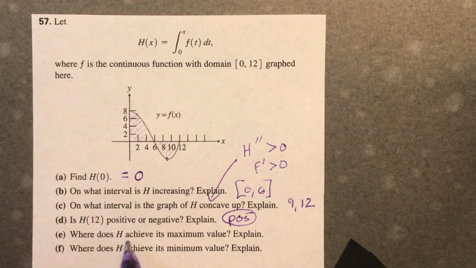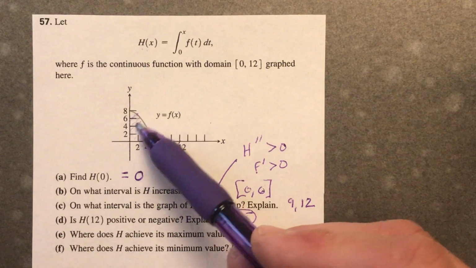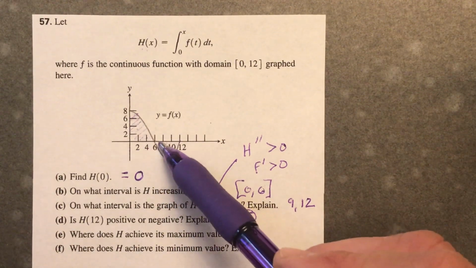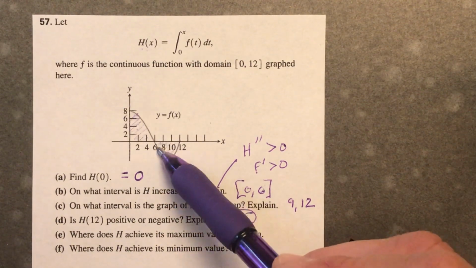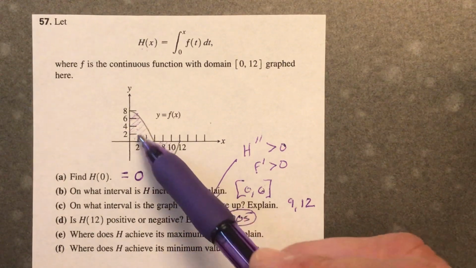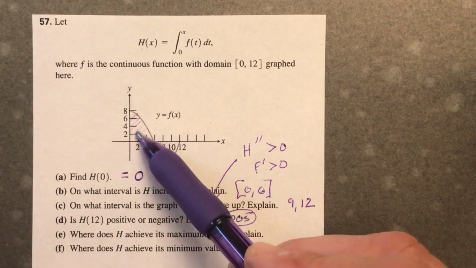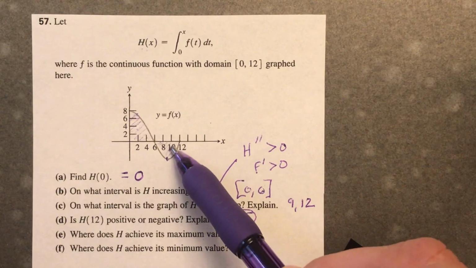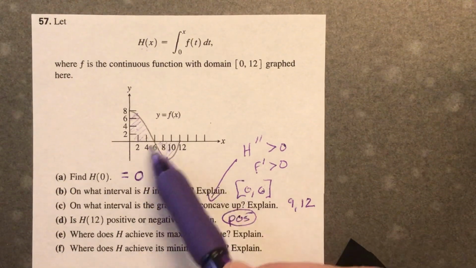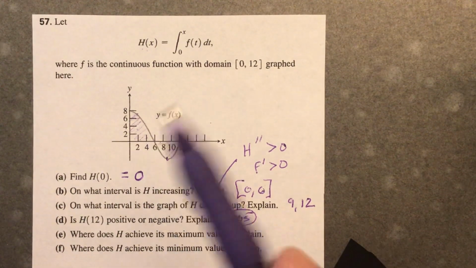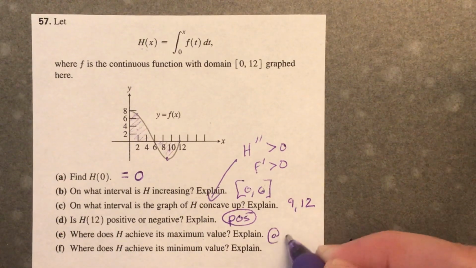Now, where does h achieve its maximum value? Well, it's accumulating area here. Then the value of the integral is negative here. This is going to eat into some of this, cancel some of it out. But in terms of the largest, that would be right at 6. So this is at 6.